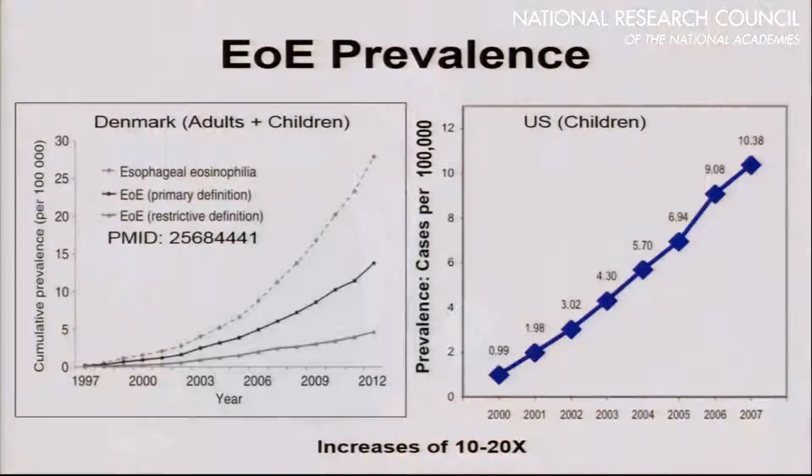Here's this Denmark study. So they've got the very restrictive definition. It's climbing by a factor of 10 or 20-fold. The relaxed definition or primary definition is climbing by about 30-fold. And then the really generous definition has gone up by a factor of 100 or more. Then on the right, or your right, is the US incidence from 2000 to 2007. It's gone up at least 10 or 12-fold.